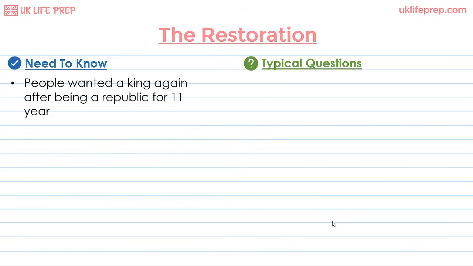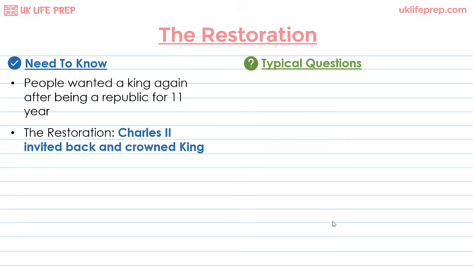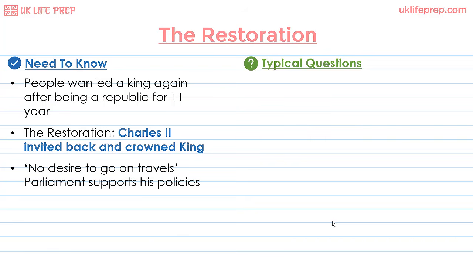After 11 years of being a republic and following the death of Oliver Cromwell, the people of Britain wanted stability and clear leadership, and therefore wanted a king again. This led to what is known as the Restoration, where in 1660, Parliament invited Charles II to come back from exile to be crowned as king. Charles II had no desire to go on his travels again and understood he could not do as he pleased but had to reach an agreement with Parliament, and during his kingship, Parliament generally supports his policies.